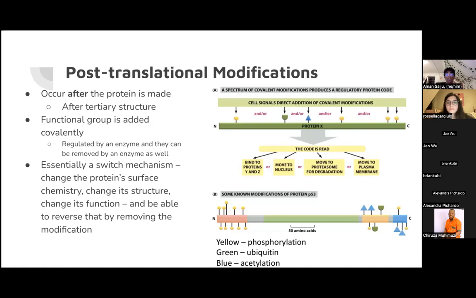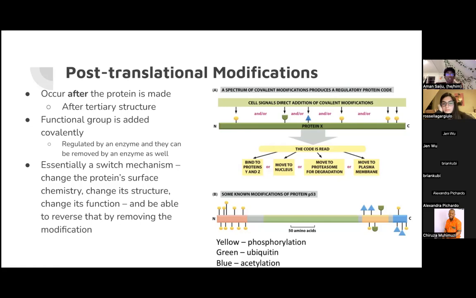So after the protein is made within a ribosome, you can alter the tertiary or quaternary structure of the protein by chemically modifying the amino acids that make up the protein, right? By adding functional groups. The big ones that we'll talk about are phosphorylation, ubiquitination, and acetylation, right? Phosphorylation is the addition of a phosphate group, which is negatively charged. Acetylation is the addition of an acetyl group, which has no charge. And ubiquitination is the addition of a ubiquitin, which is a small protein that also has no charge.